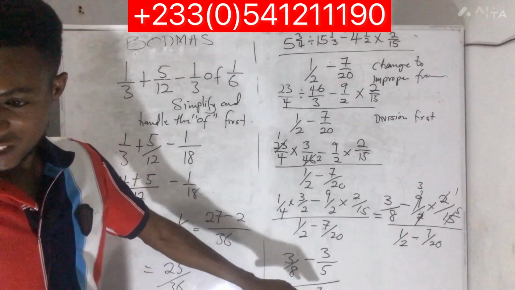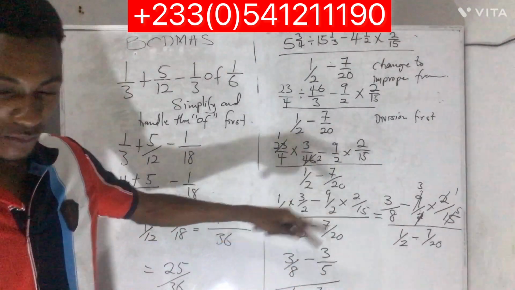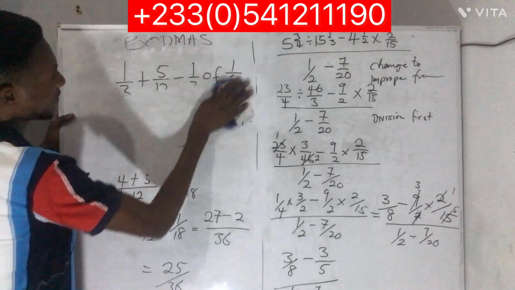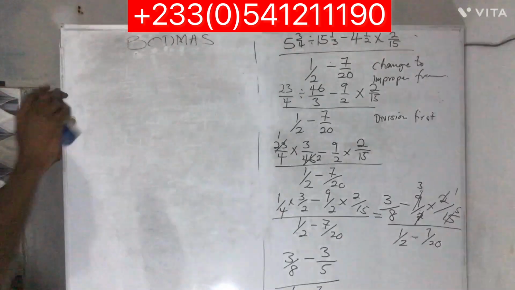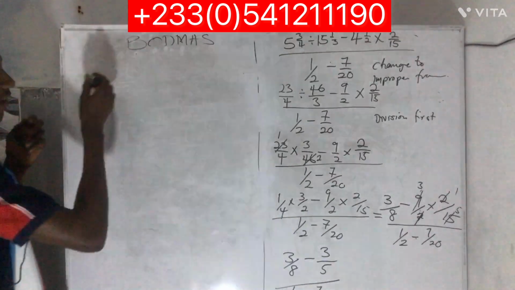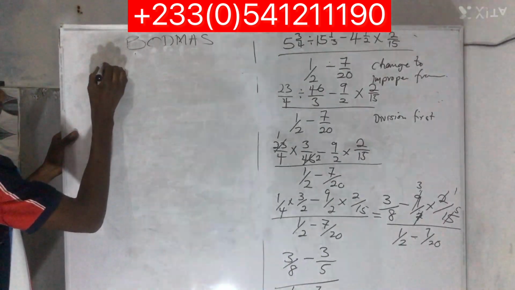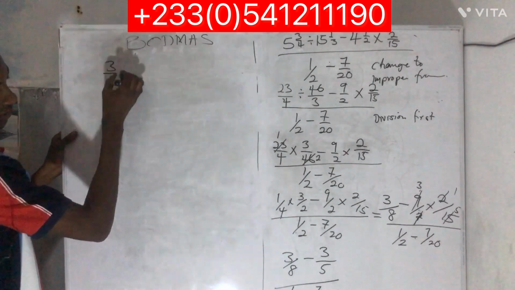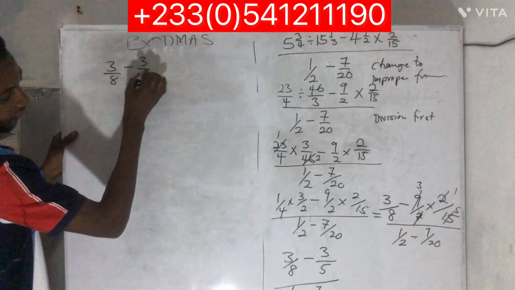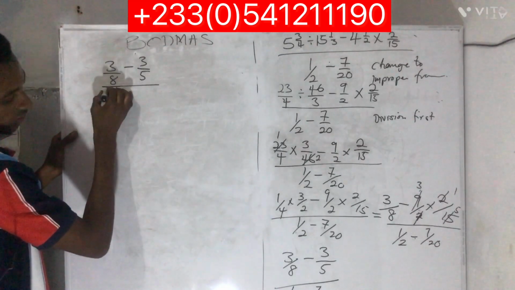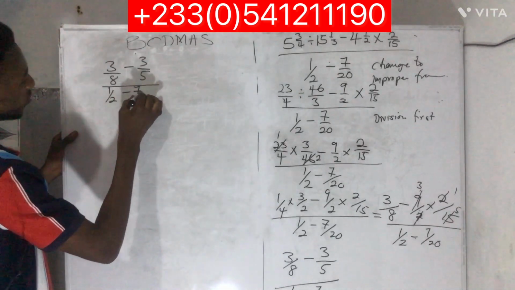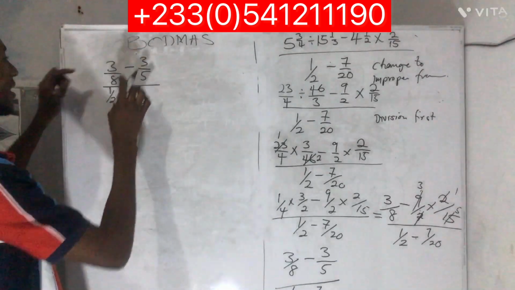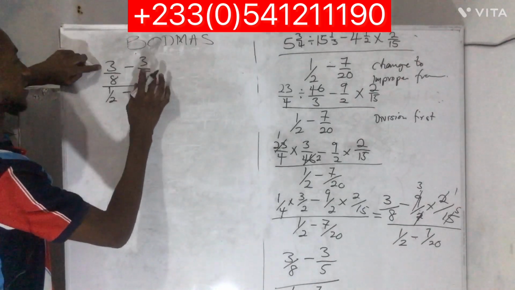Then the division sign. So the division sign will bring it and reciprocate. So let's see how it is done. I think this is our last question on this. So we have what? We said 3 over 8 minus 3 over 5 all over what? 1 over 2 minus 7 over 20. So let's take this. Watch here.